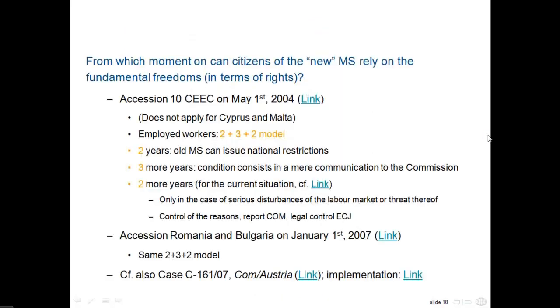This is the system which the old member states have invented in order to keep people like this Polish plumber from their labor markets. During those 7 years from the day of accession, the old member states can, they don't have to, keep citizens from those new member states from their labor market. Even though a worker from a new member state can basically rely on EU law, he cannot do so during this transitional period.